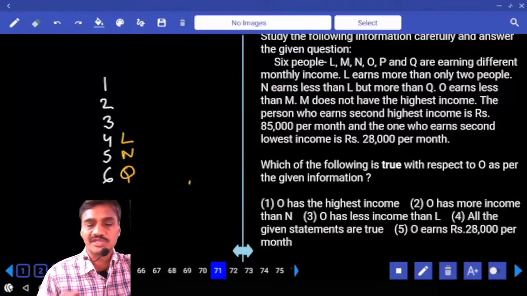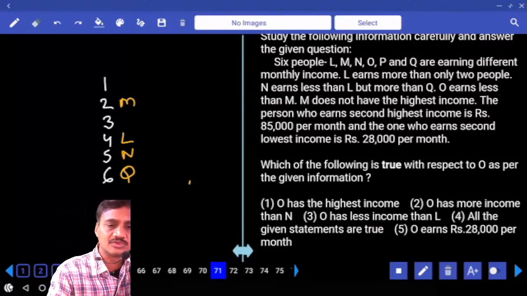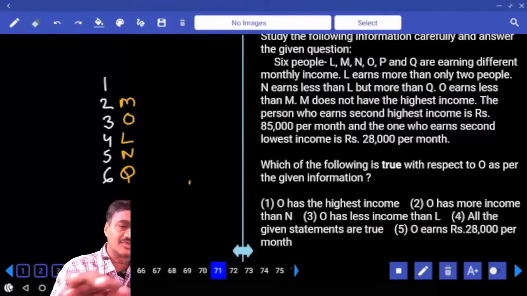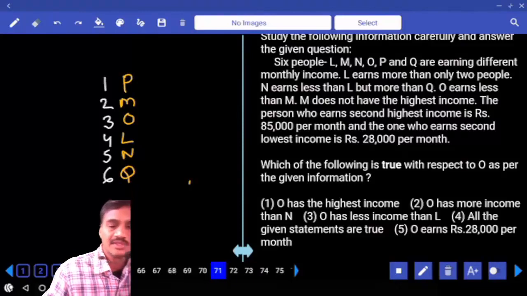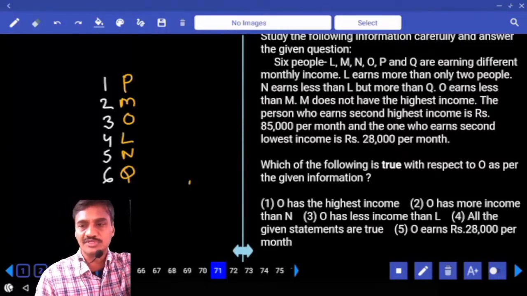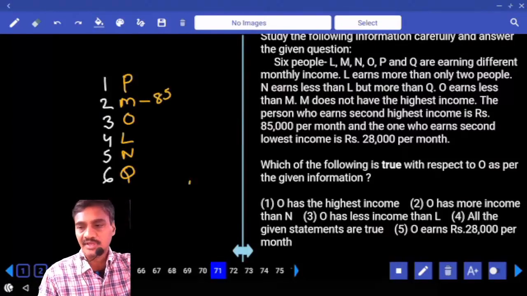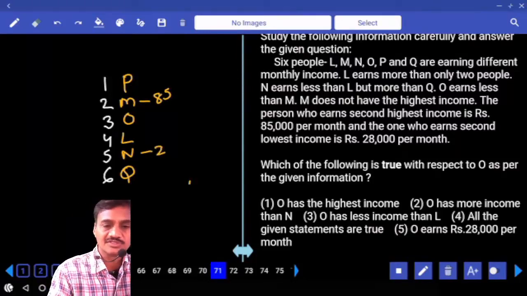And next, M does not have the highest. M is at this place. O earns lesser than M. Hence M is here, O is here. Then who is the person left over here? P is the person left. Then which of the following is true? And at the same time, the person who earns second highest is 85,000. Hence this M earns 85 and the second lowest N earns 28.